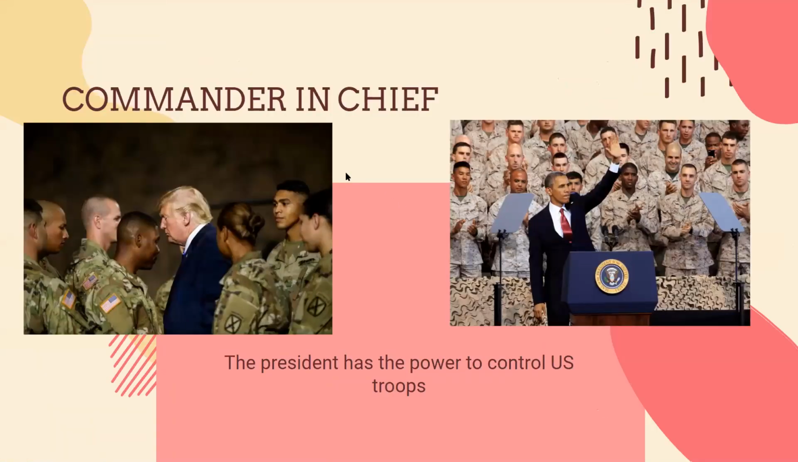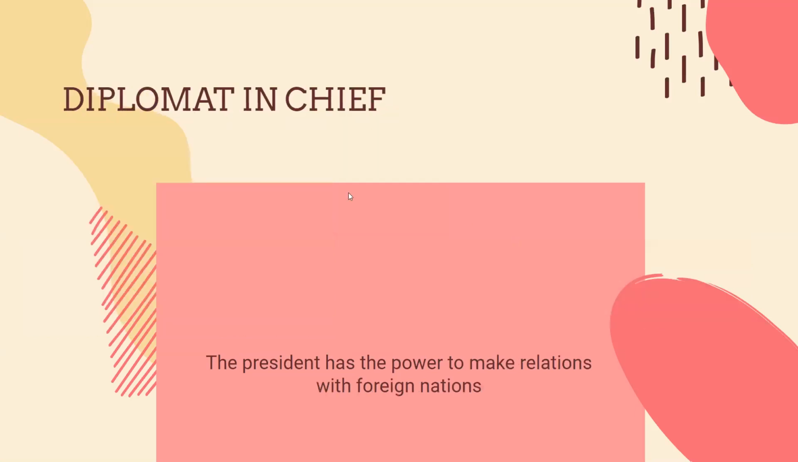So the president is commander-in-chief, which means they have power to control the U.S. troops. So here's Trump with the troops, and then Obama with the troops. So they're like the head of the troops of the U.S. So they can send troops to. So I think in October, Trump sent troops to Syria because he was commander-in-chief.